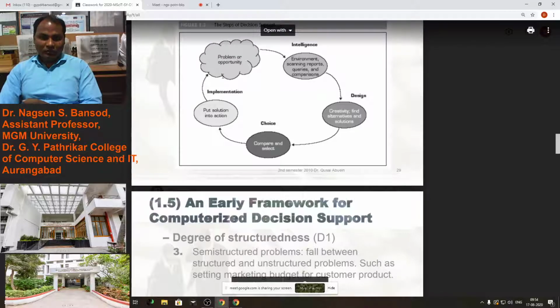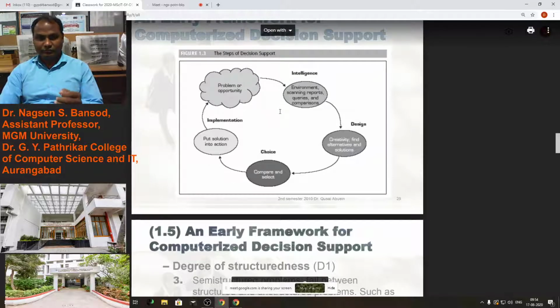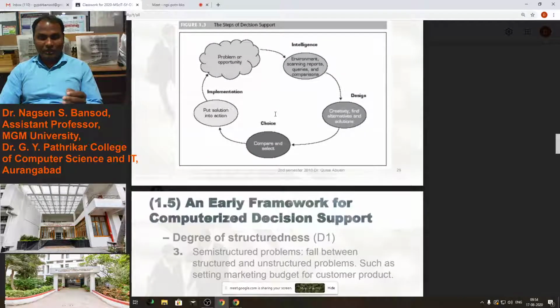These are the 5 steps you have to keep in mind: the early framework of computerized decision support system.